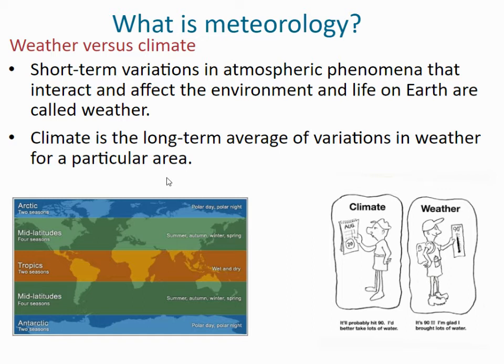Now, our four seasons are the same as South America, the southern tip of Africa, and Australia, based on different times of the year. We know this is part of the climate. Now, weather is what we see on a day to day basis, climate is what we see over years of time.